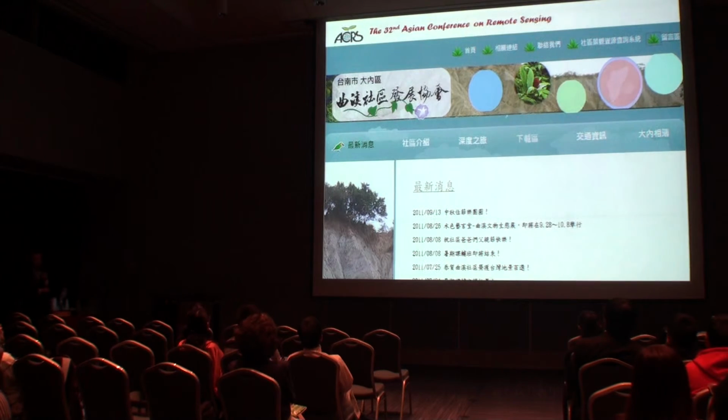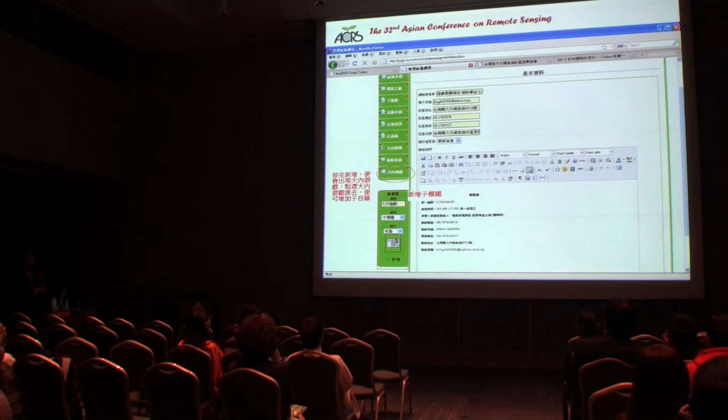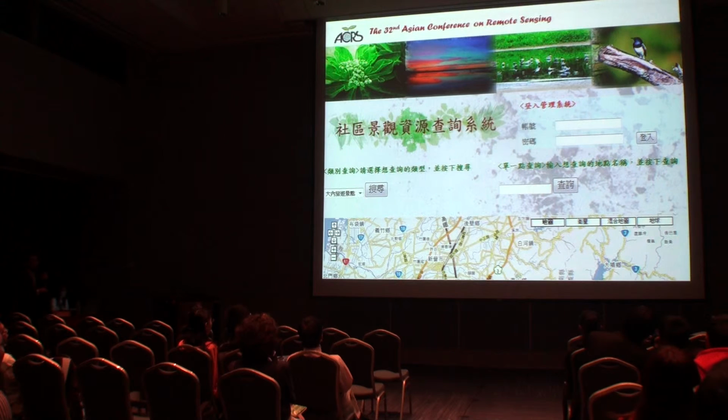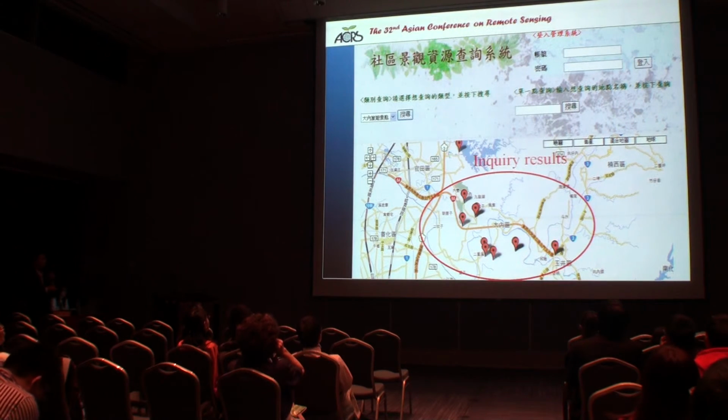And this is our website homepage. And this is the website management system for the managers. And this figure shows the inquiry system in the website. After we enter the inquiry conditions, the inquiry results will show on the digital map.